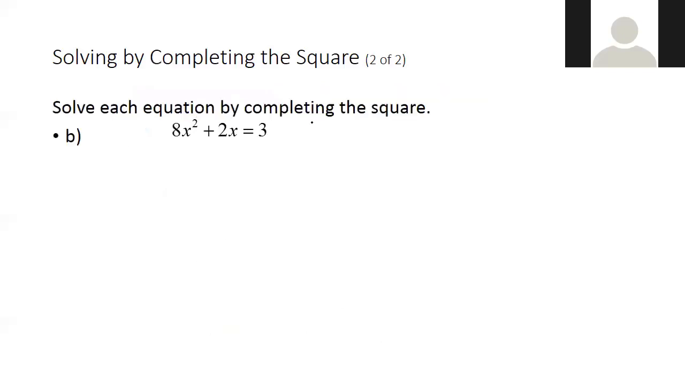Okay, let's take a look at this one: 8x squared plus 2x minus 3. We want to use the completing the square method. Once again, if you're watching this later at home, you can pause the session and see if you can get the same results.